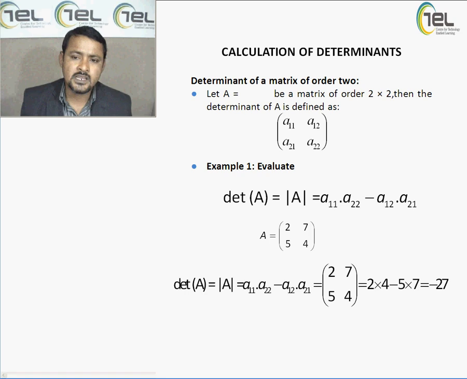If the matrix is taken as 2 and 7 in the first row and 5 and 4 in the second row, we can calculate the determinant A as 2 into 4 minus 7 into 5. 2 into 4 is 8, minus 5 into 7 is 35, so 8 minus 35 is minus 27. So determinant A is minus 27.